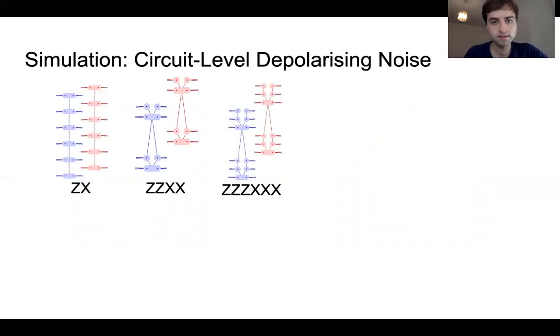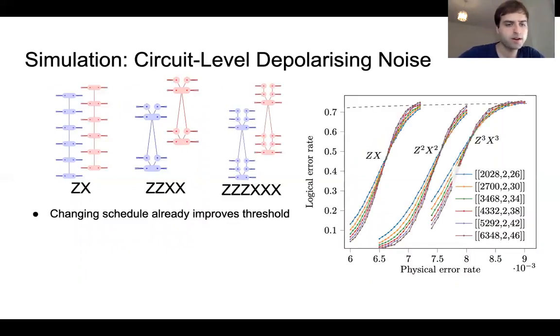Okay, so we simulated several different schedules with circuit level depolarizing noise. And what we find is that changing the schedule already improves the threshold. On the right here, we show the ZX, the Z squared X squared, and Z cubed X cubed schedules. The ZX schedule is just a standard one from the literature. And we can see that by using these different schedules and using gauge fixing, we can already improve the threshold.